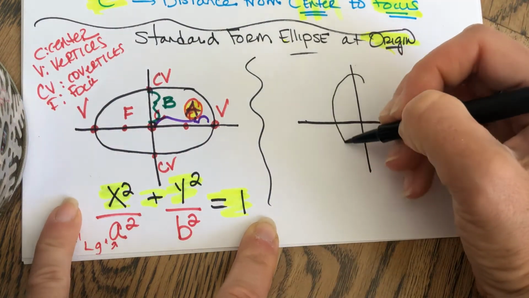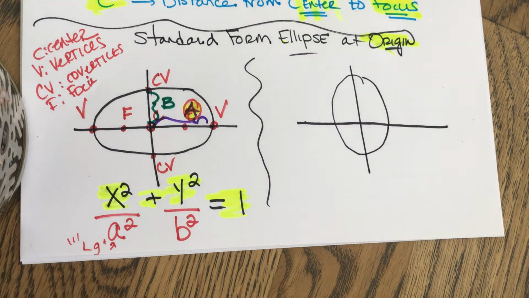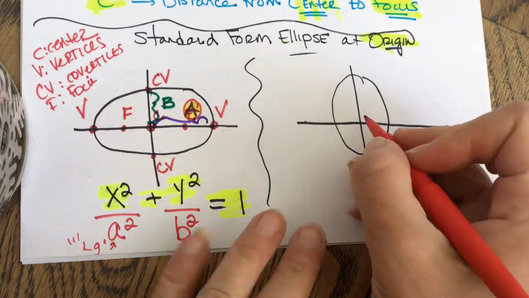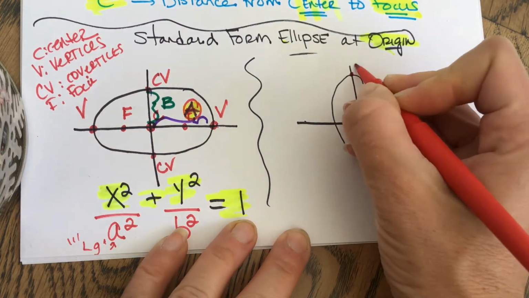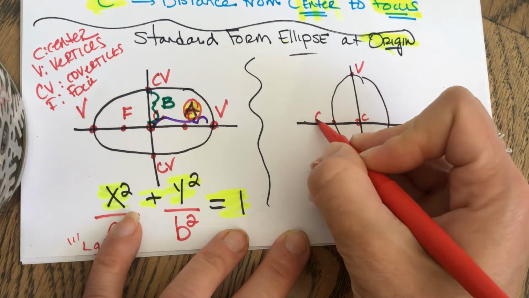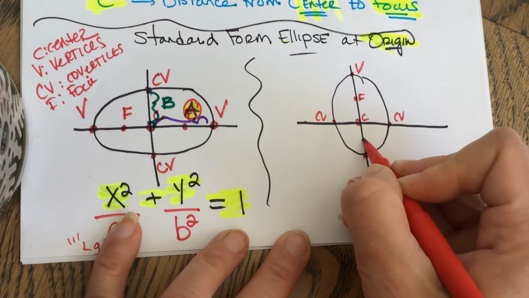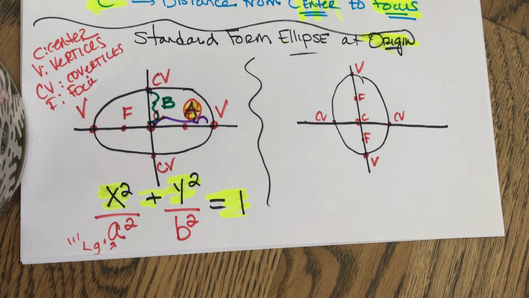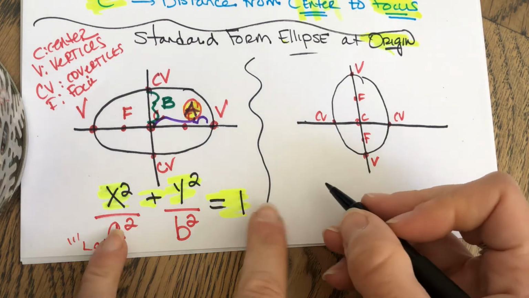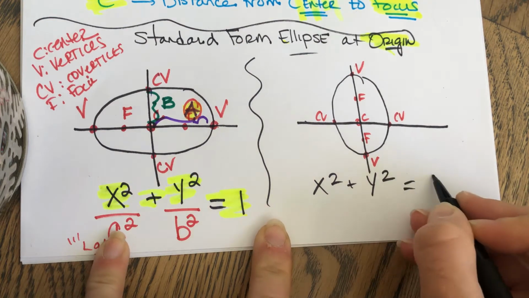Let's go like this. Okay, and let's do the same thing. Center, so now these are our vertices, right? That's the longer. Co-vertice, co-vertice, and that means your foci are going there because again, everything has to follow that. So one more time, how do you start an ellipse? You're going to go x squared plus y squared equals 1.